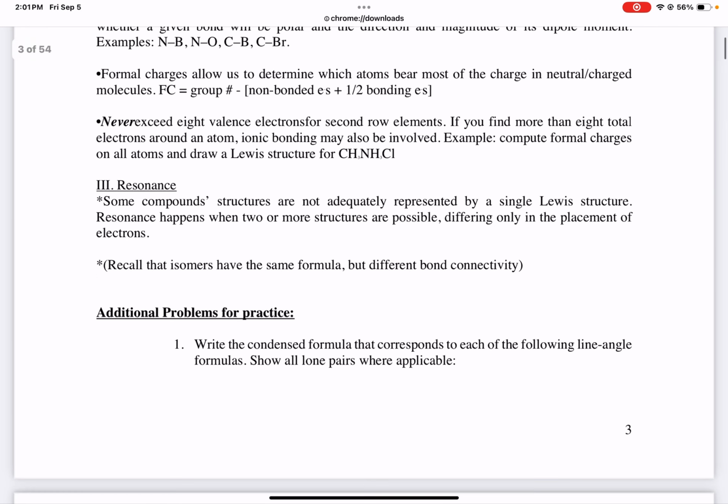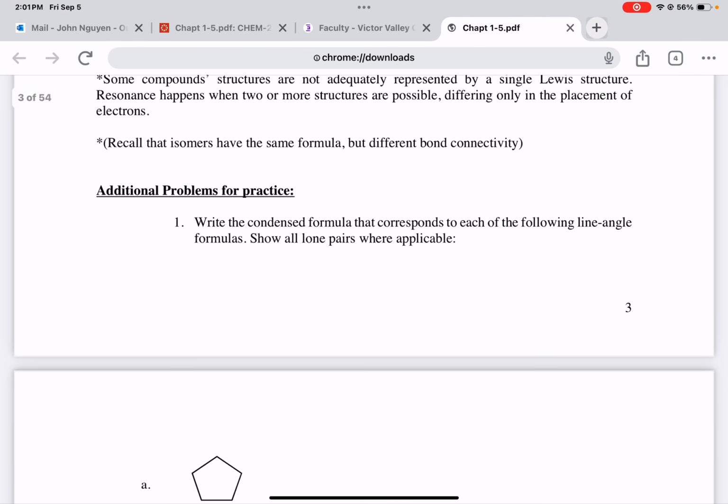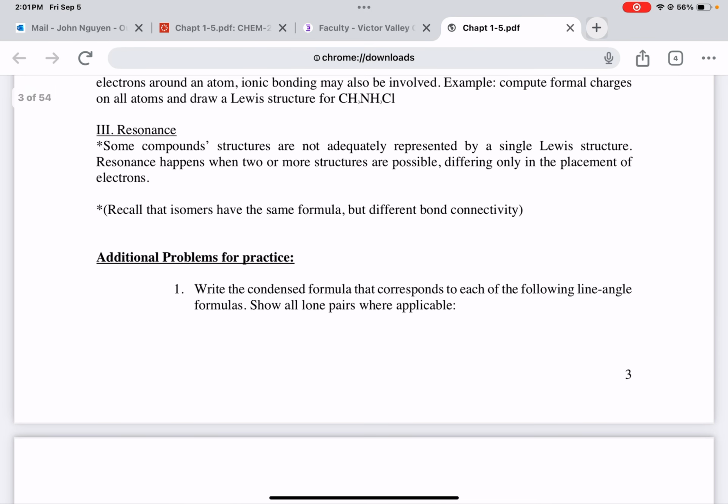Resonances, we did some of those in the class when we moved the bonds around and moved the charge around. That's resonance, keeping everything else the same. We don't break the atom and connect it somewhere else. Okay, that would be resonance.